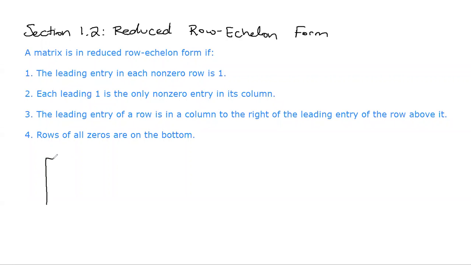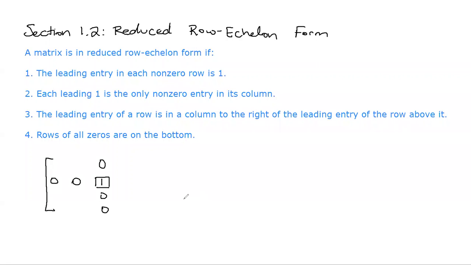So if we have a matrix, our first property says that the leading entry in each non-zero row is a 1. So the leading entry is just going to be the leftmost non-zero entry. So for instance, if we had a row that had a bunch of zeros and then had a non-zero entry, that entry needs to be a 1. Every leading one is the only non-zero entry in its column. What that means is if we have our leading ones, then everything else in that column has to be zeros.